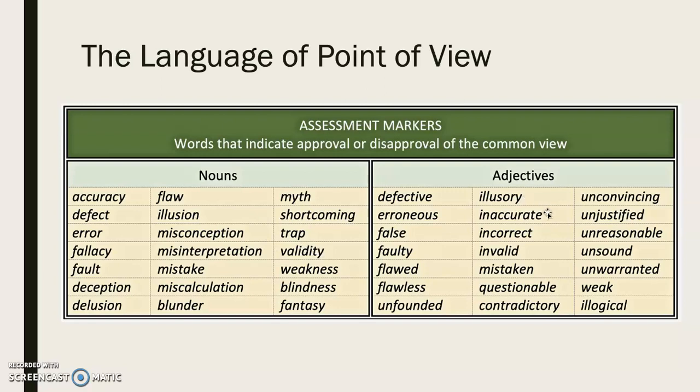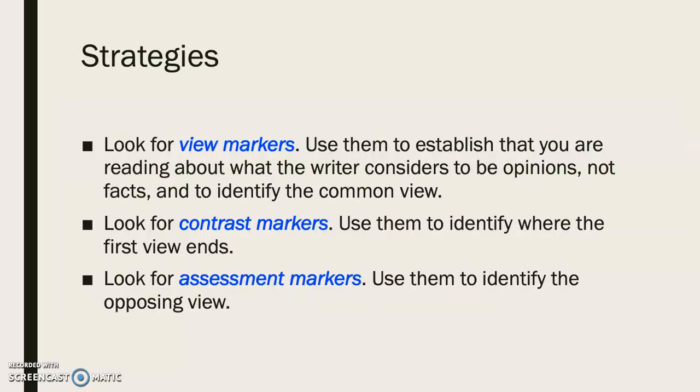And then also the author might use adjectives to describe the view as being defective or erroneous or false, and so forth. Go ahead and read these words and get to know them. They're good words to know when you're reading a text so that you can identify what the author thinks of a particular view. So remember, when you're reading, look for view markers.